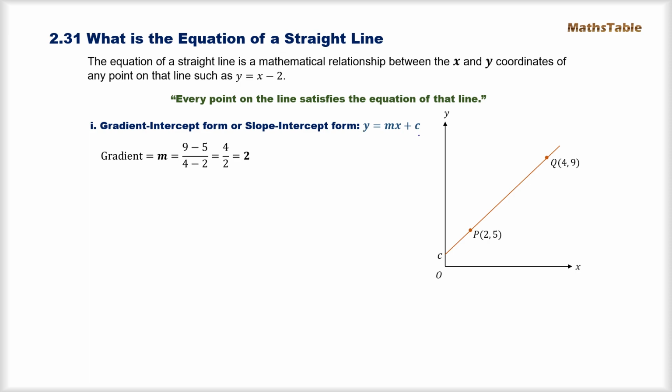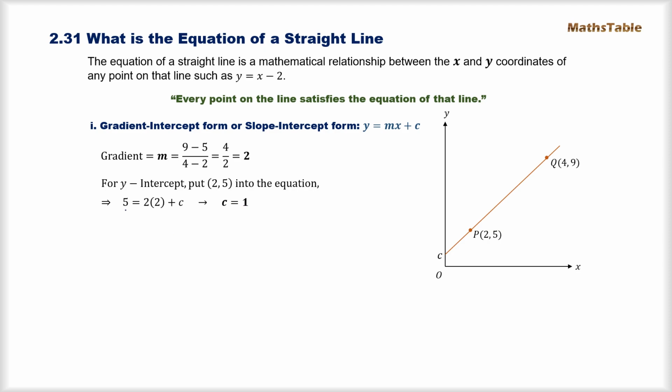Now to find out c, we can select any of these 2 points or any other point on the line and substitute the coordinates into this equation, such as if we take this point P, which has x coordinate 2 and y coordinate 5, we can put the relevant values in the equation, and hence we can calculate the value of c.